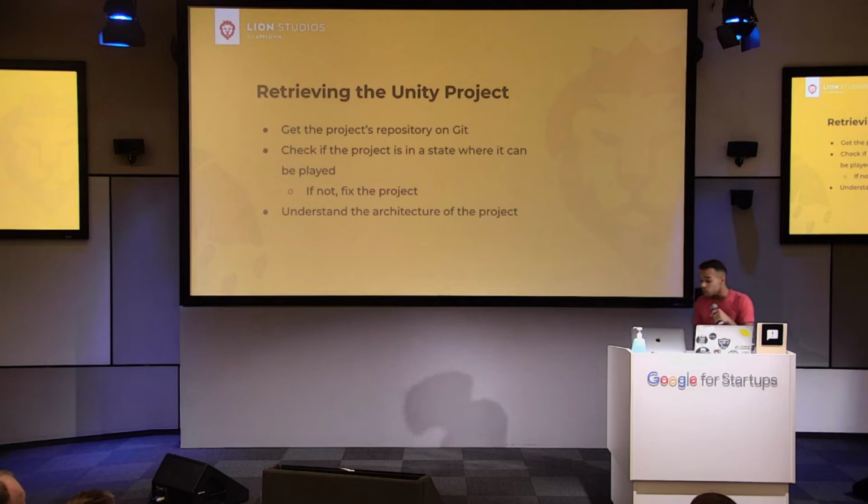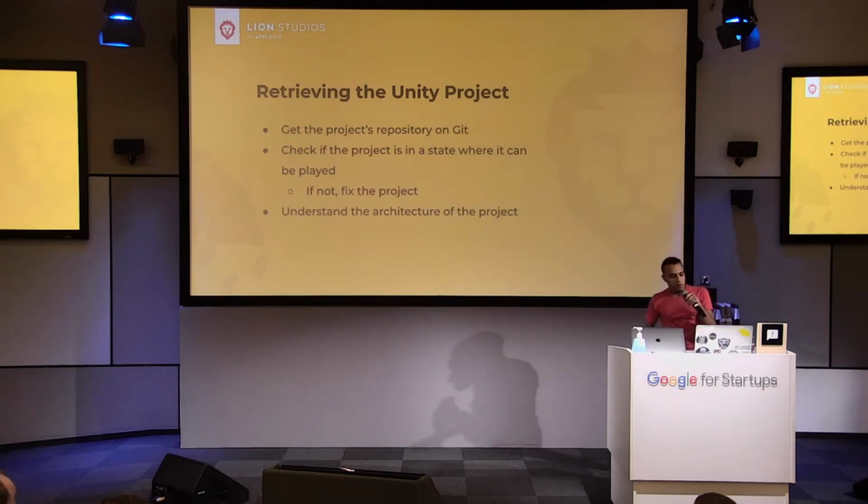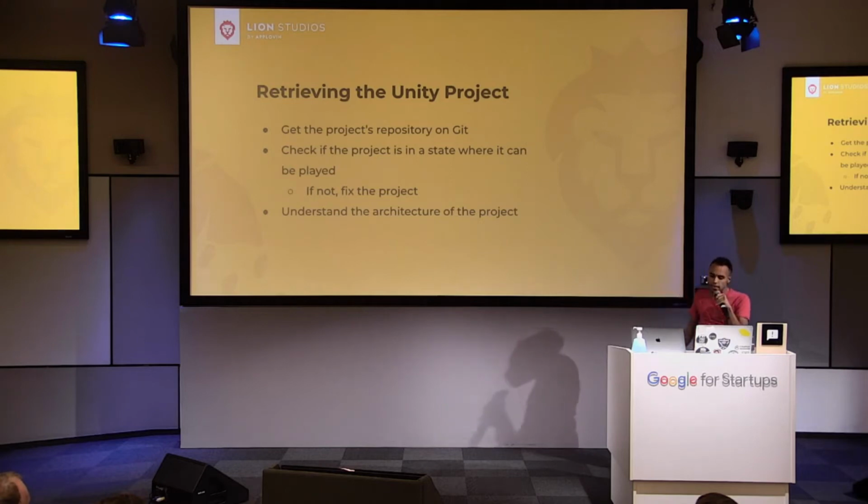So the process of doing marketing development. First thing is to retrieve the Unity project. Usually in Lion Studios, we get the project's repository from the developers on Git. Then we check if the project is in a state where we can work on. Basically, we check if there are some errors on the console. And if so, we fix it.